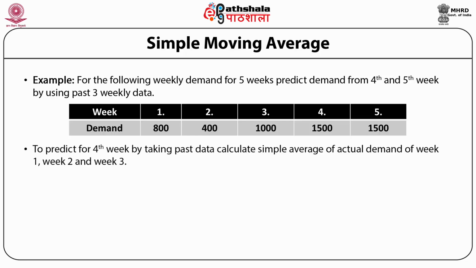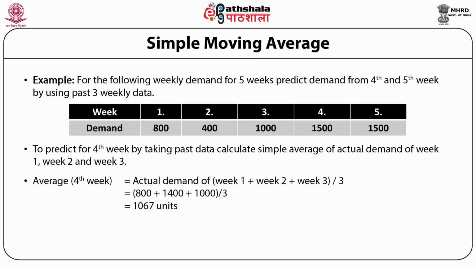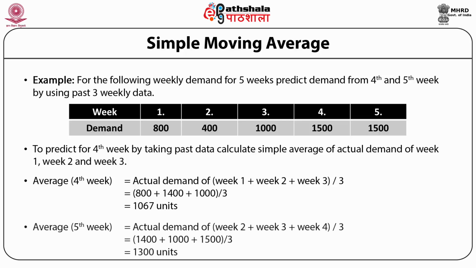To predict for the fourth week, by taking past data, we'll calculate the simple average of actual demand for weeks 1, 2, and 3. That is, the average for the fourth week would be actual demand of week 1 plus week 2 plus week 3 divided by 3. That would give us 800 plus 1400 plus 1000 divided by 3, and it would be 1067 units. For the fifth week, the average would be actual demand of week 2 plus week 3 plus week 4 divided by 3, which would be 1400 plus 1000 plus 1500 divided by 3, and that would give us 1300 units.